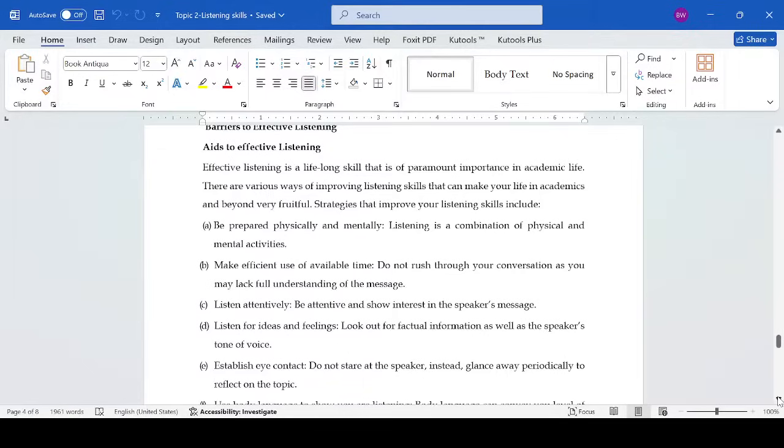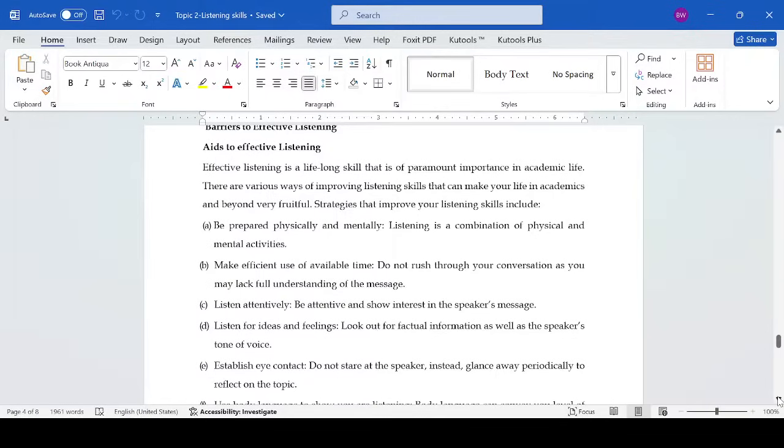It's also important that you make use of available time. When you're conversing with someone, you don't rush through the information. You take time to articulate what you want them to get. That is a way of effectively ensuring that people listen. Do not rush your conversation.